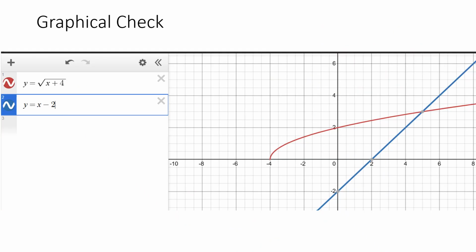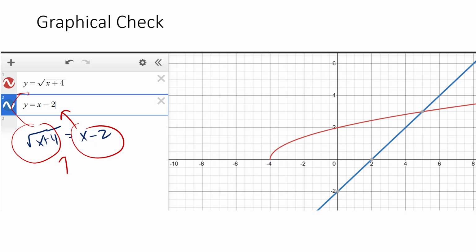And here's what the graphical check looks like. So remember, the original equation was the square root of x plus 4 equals x minus 2. And what I did was I used a strategy where I set each side as its own equation. And then we're, of course, looking to see where they are equal, which will be where they intersect. And that is happening right there. And if I look to see where that point is, you will see that point is at x equals 5.